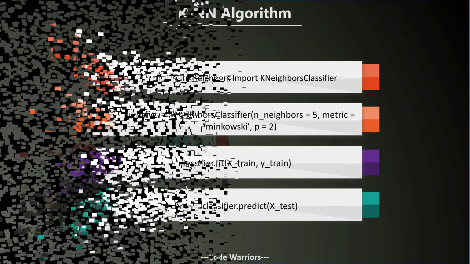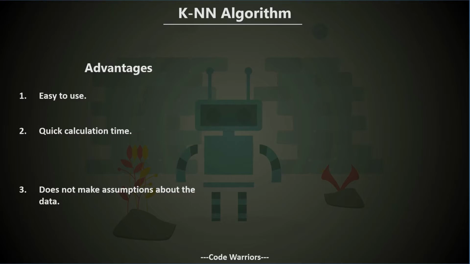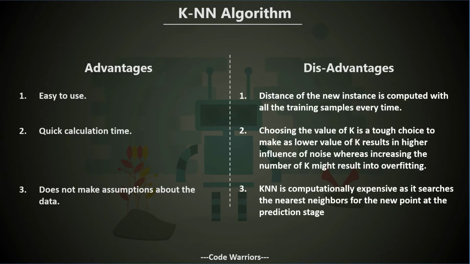Now let's see some advantages and disadvantages of the KNN algorithm. So advantages: easy to use, quick calculation time, does not make assumptions about data. It will not become biased or dominate over the training data. So these are some simple advantages, and there are some disadvantages of KNN also.